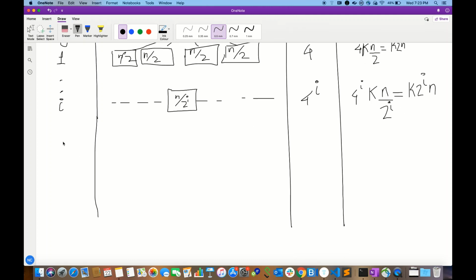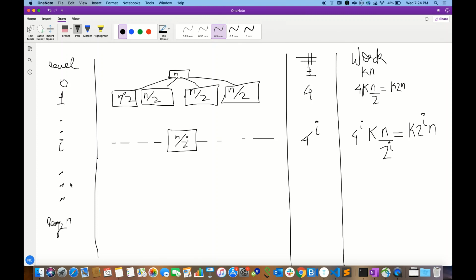And this goes on till level log n with base 2. Since we are dividing it into a tree, a tree can have a maximum depth of log n with base 2, and here we will have each node of size 1.